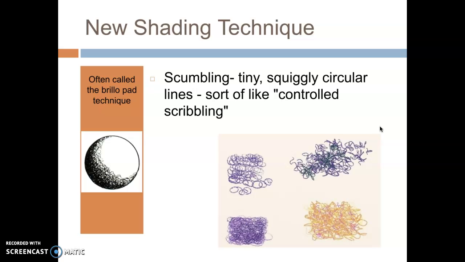The last one is called scumbling. Scumbling is kind of just like scribbling. You're just making tiny little circles and loops and moving your pencil or pen or whatever you're drawing with around the page. Sometimes you'll see it referred to as the Brillo pad technique, but it just gets a different appearance in a drawing and a different feel to the drawing as you're working.